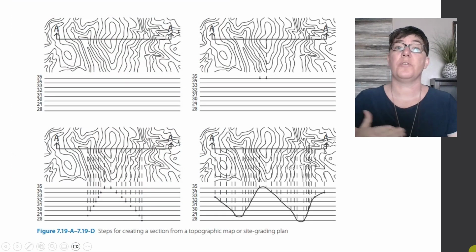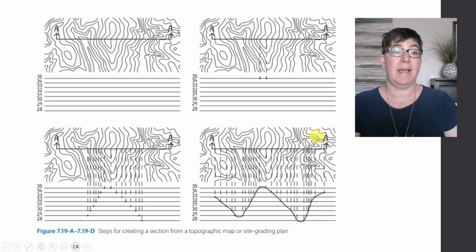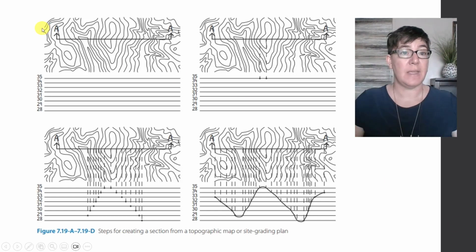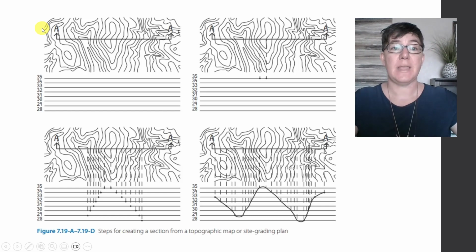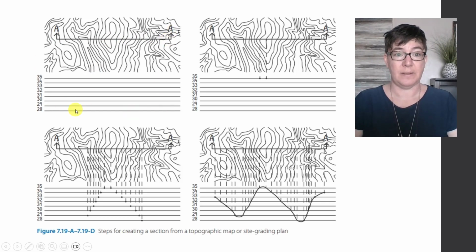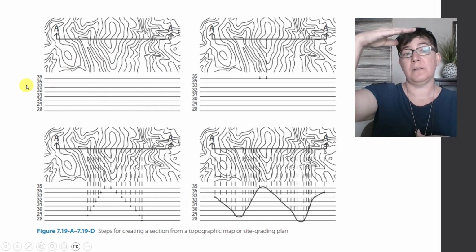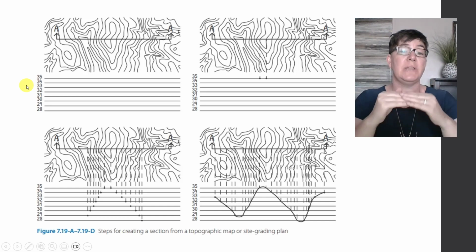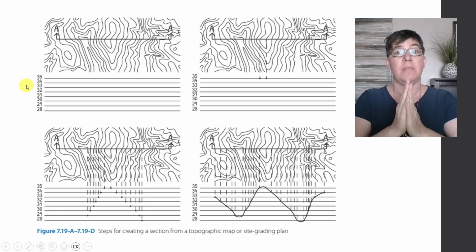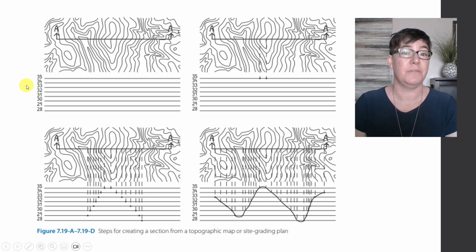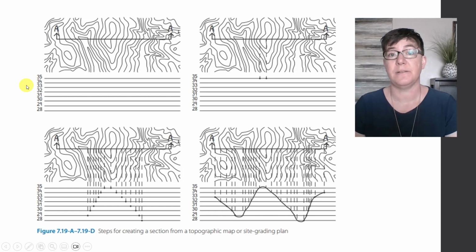Let's walk through the steps for creating a site section. Starting in the upper left, up here, we have an existing topographic map, right? That's above. And we've decided that we're interested in cutting this section line right here and looking in that direction, right? Below the map, we place a series of elevation lines, right? Interestingly, the vertical scale of these lines can actually be exaggerated. It's common to make that 2 or 3 or 5 times the horizontal distance or the scale of your map, right? It helps us visualize these differences.